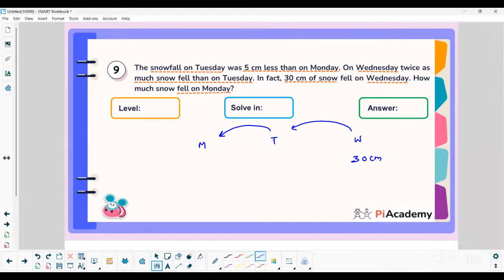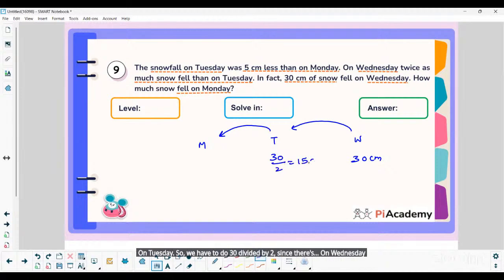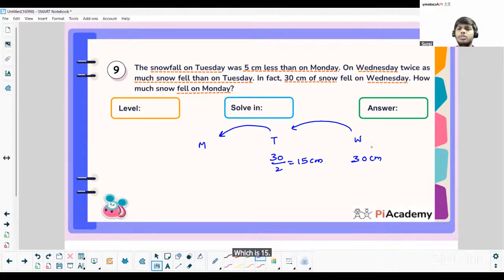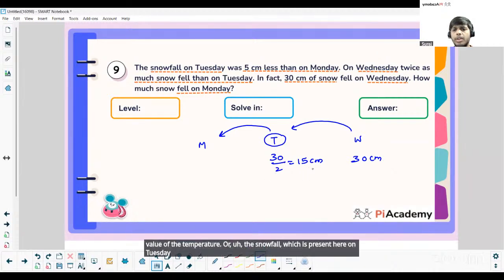On Tuesday, so we have to do 30 divided by 2, since it says on Wednesday, twice as much snow fell as on Tuesday, which is 15. Correct. So you just have to divide it by 2 to get the final value of the snowfall, which is present here on Tuesday. And when I am dividing it by 2, I am getting the final answer as 15 centimeters.